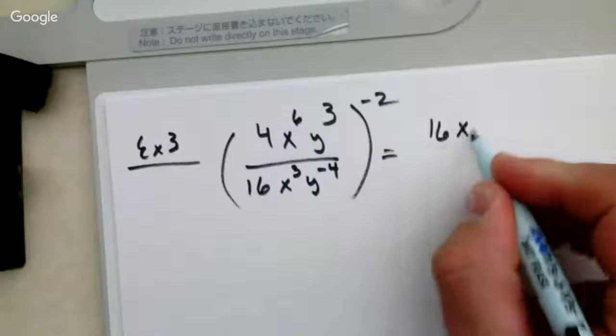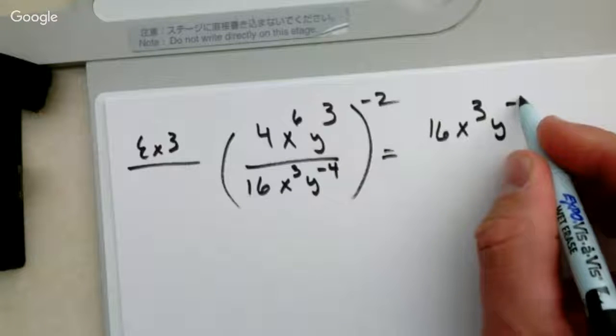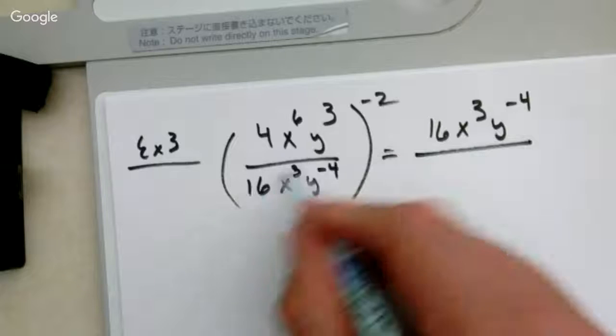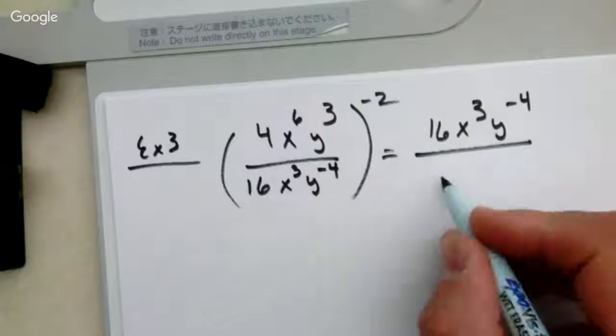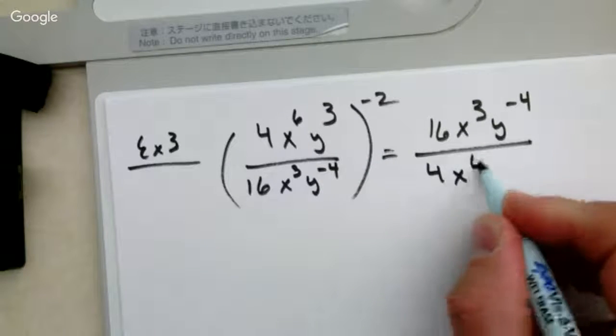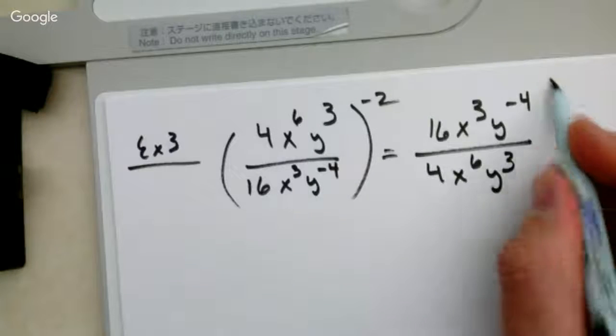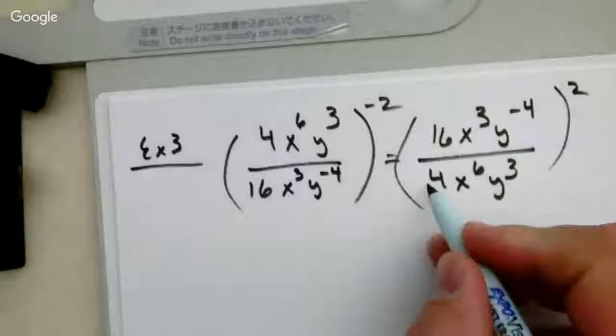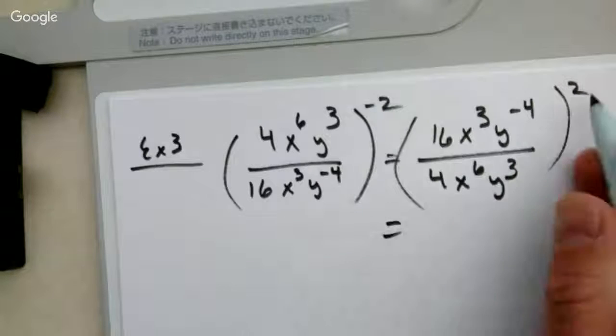So that's going to give us 16x to the 3rd, y to the negative 4th. It stays negative because we just take the whole thing and move it. We'll deal with that negative first. And then we get 4, which makes it squared. Now, I'm going to look to do a little simplifying in here before I square it.